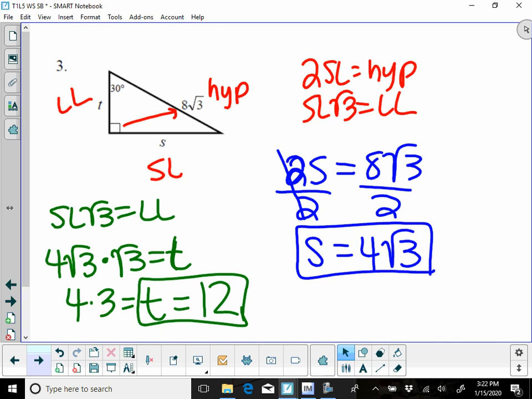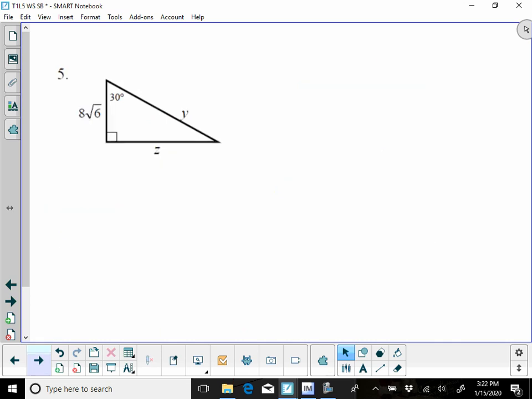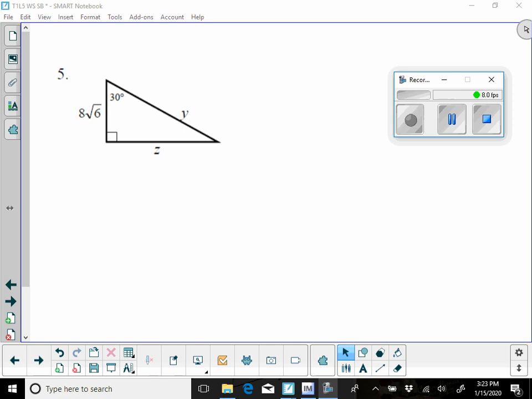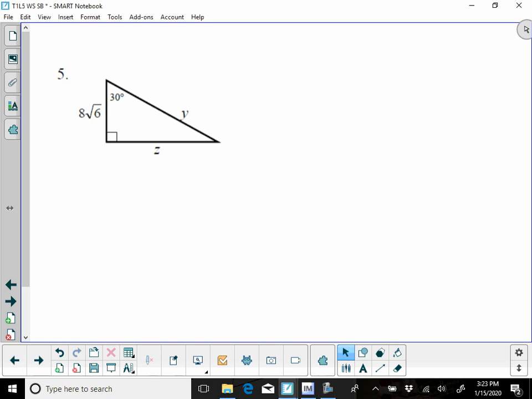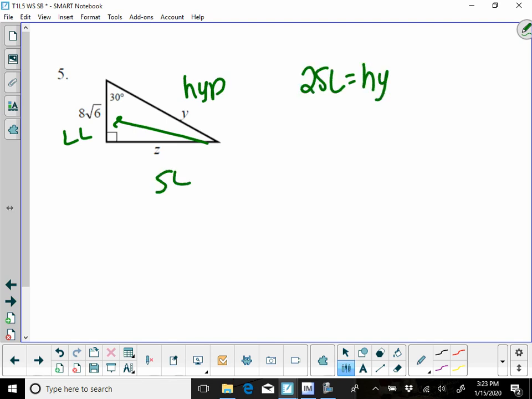Okay. All right, so let's jump down here to number 5. All right, so this time they have given you the long leg, and you're looking for the hypotenuse and the short leg. So twice the short leg is the hypotenuse. Short leg times square root of 3 is the long leg length. So we've got a long leg, so we're going to have to use this formula.